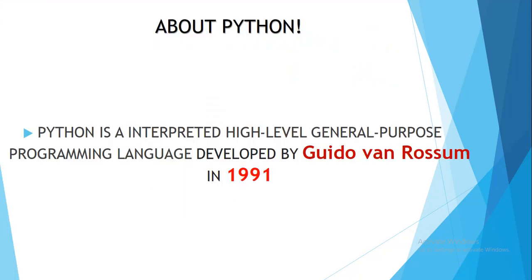Introduction to Python. Python is an interpreted high-level general-purpose programming language developed by Guido van Rossum in 1991. So Python is just a programming language which we can learn very easily, and it is applicable for high-level purposes. It was created in the year 1991 and developed by Guido van Rossum.